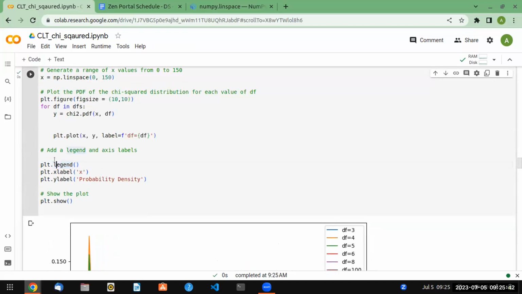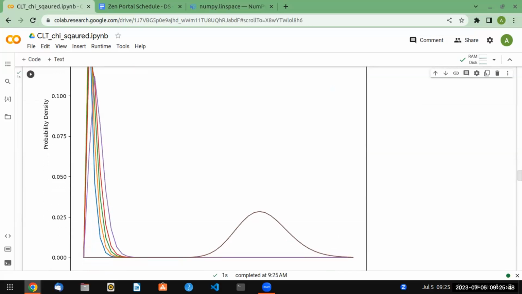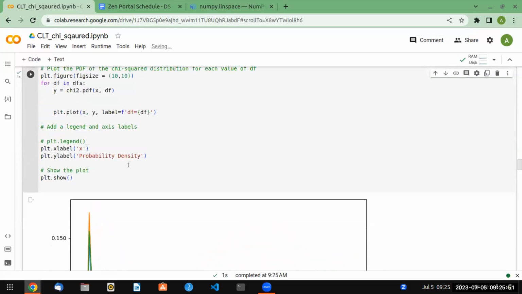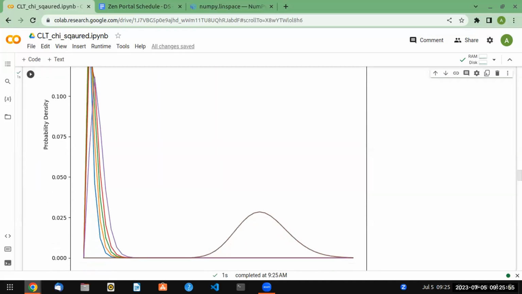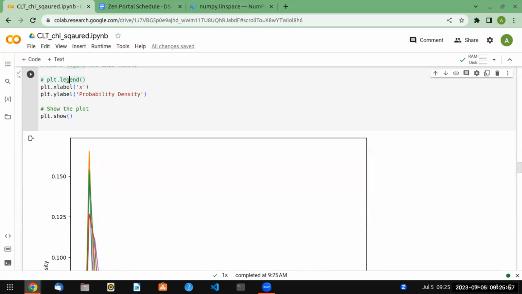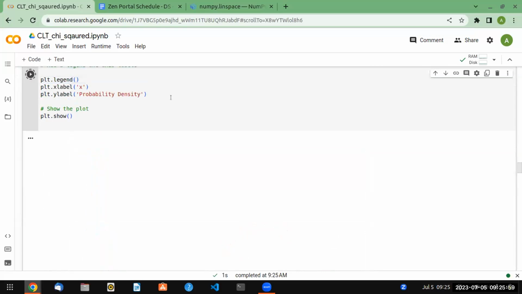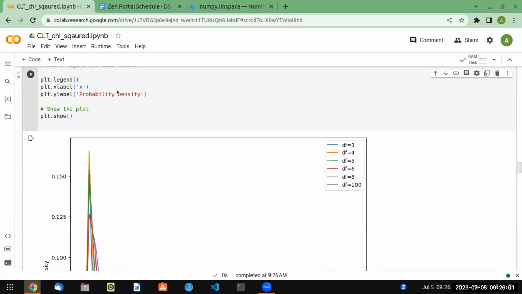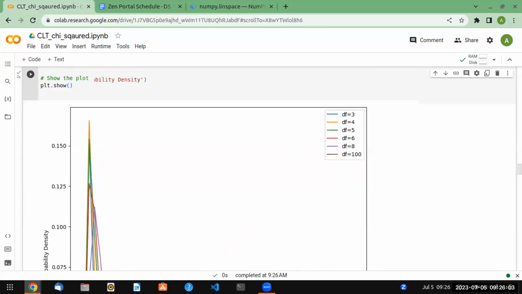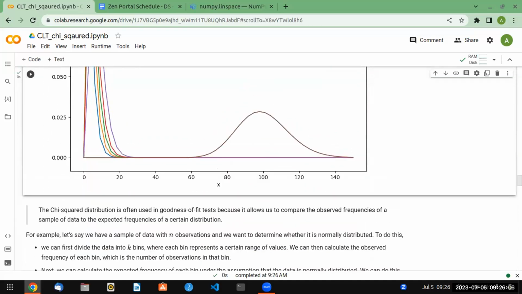Okay, so if I remove this and rerun this, can you see what is the difference here? If I remove this plot dot legend, then what happened? The labeling, the annotations, you can say, right? If you see the annotations here.